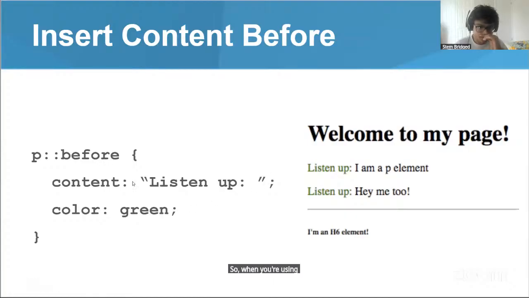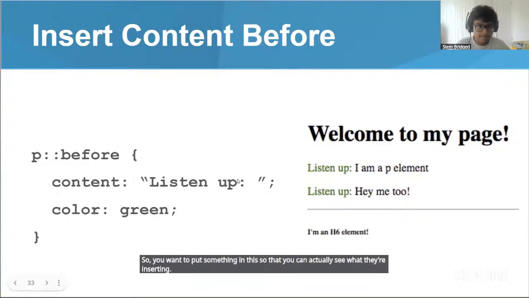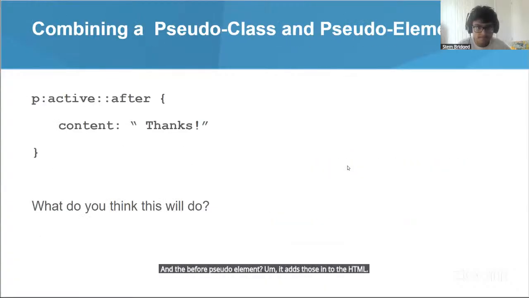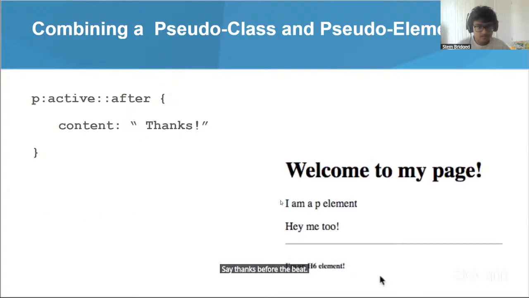So when you're using before, it inserts this content before the element. So you want to put something in this so that you can actually see what they're inserting. So I'm a P element and Hey Me Too. Those are two different P elements, and none of those have listen up before them. But you see how when you use the content in the before pseudo element, it adds those into the HTML. After you click the P, it's going to say thanks. After you click over each of these P elements, it says thanks, because it doesn't apply to after unless you're actively clicking on it.